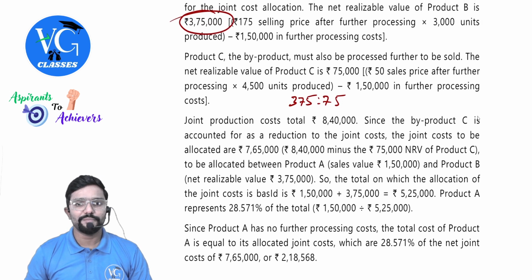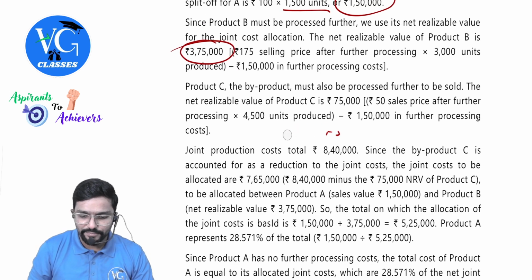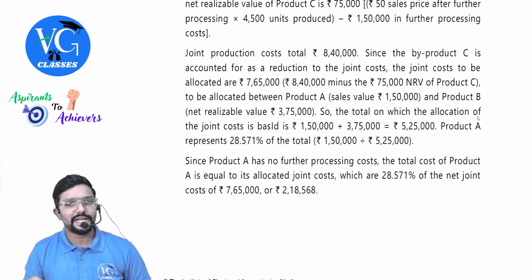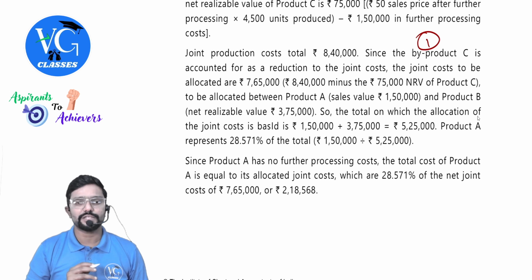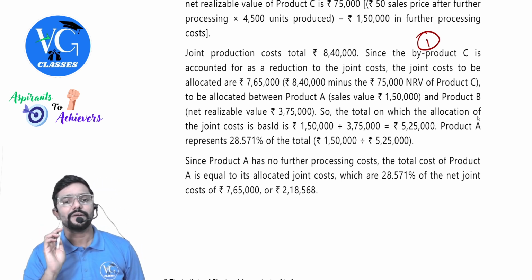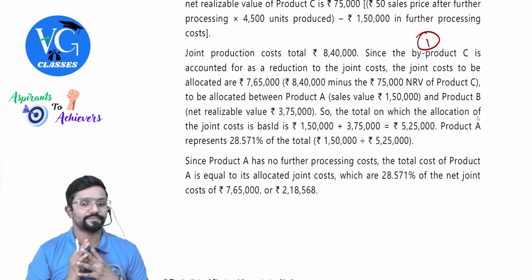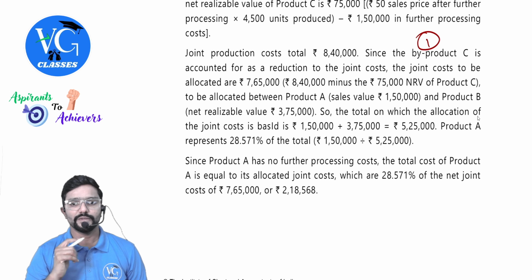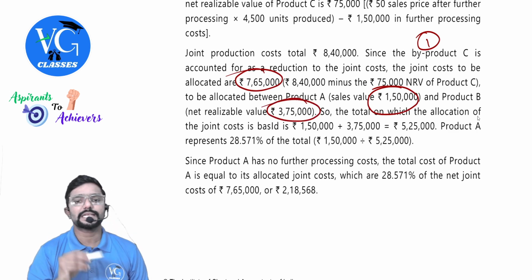What is the sale value of the byproduct? 75. First we should go with the byproduct. Joint production cost total is 8,40,000. Since the byproduct is accounted for as a reduction, 75,000 will go for the byproduct. So 8,40,000 minus 75,000 is 7,65,000. Now you have to split this between A and B. Product A's value is 150 and product B's net realizable value is 375. So now split 765 in the ratio of 1,50,000 and 3,75,000.